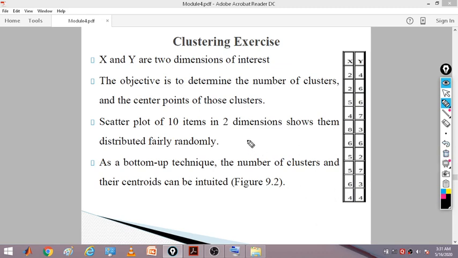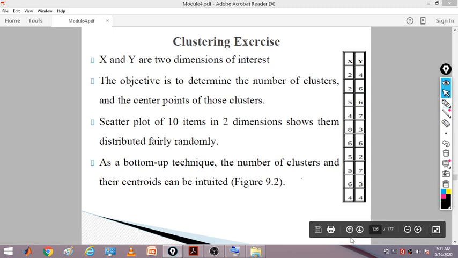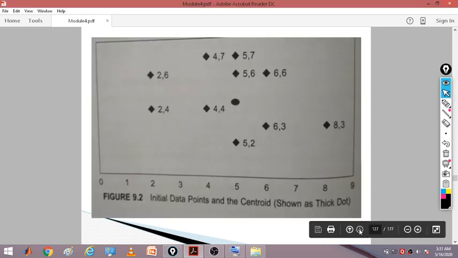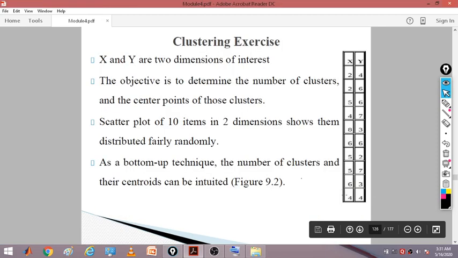A scatter plot of 10 items in 2 dimensions shows them distributed fairly randomly. That means when you plot a scatter plot, the distribution is very random. For this we need to develop the clusters, and a bottom-up approach technique we can use. Now the number of clusters and the centroids can be initialized. Let's take the same data points we saw in the previous diagram, and plot them here.